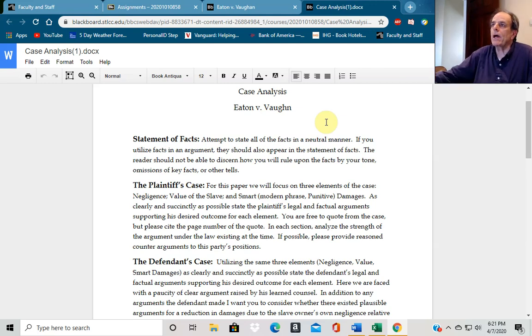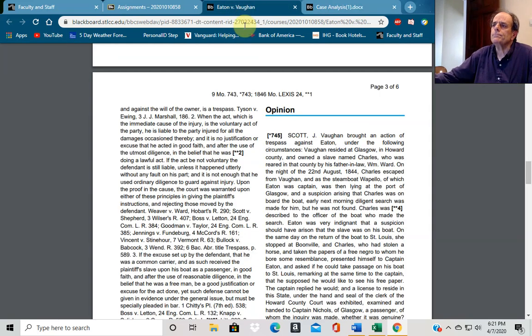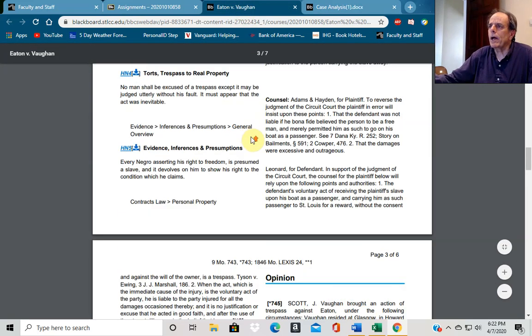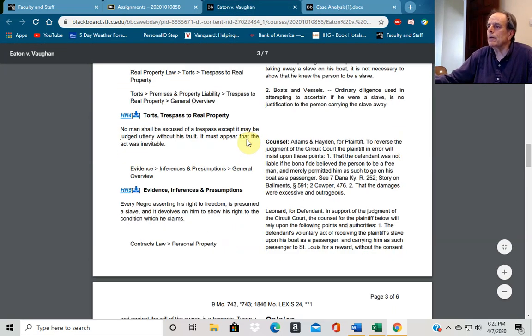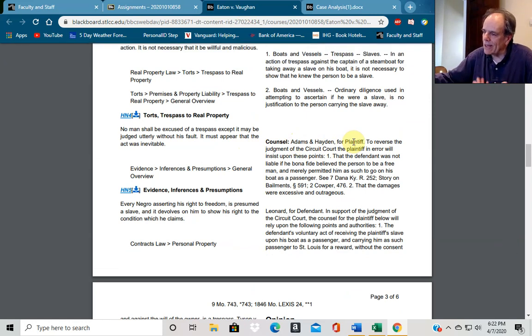As we go back up, you can see the arguments, Adam and Hayden for the plaintiff. In this case, that means Eaton. That actually means the defendant. And he didn't do much. He basically addresses two of the issues: just the negligence component, and the other is damages.